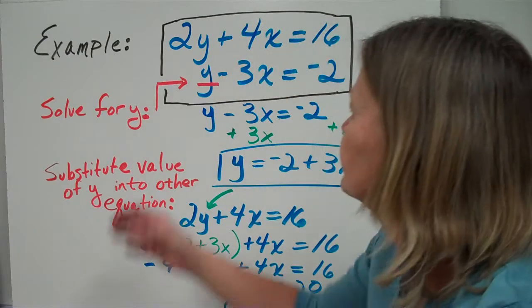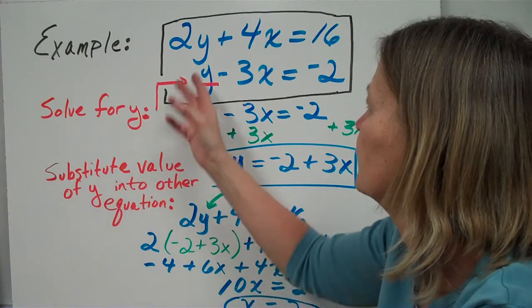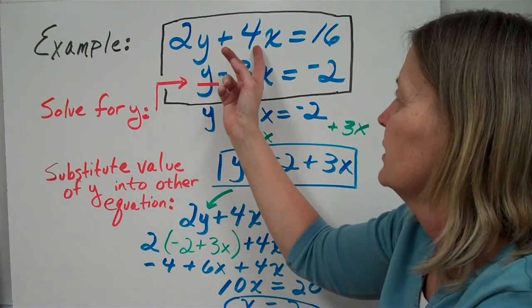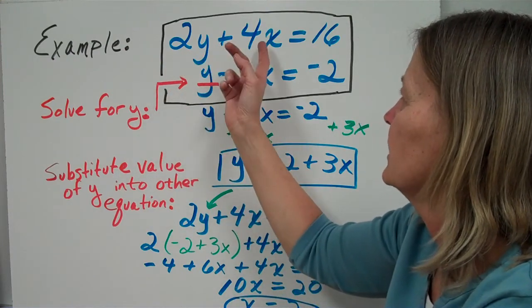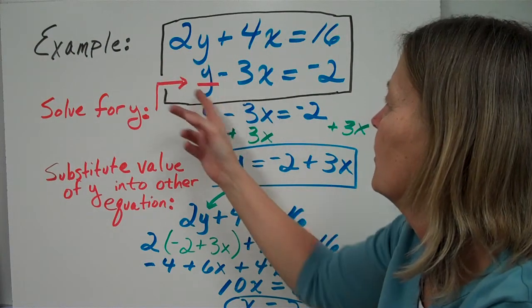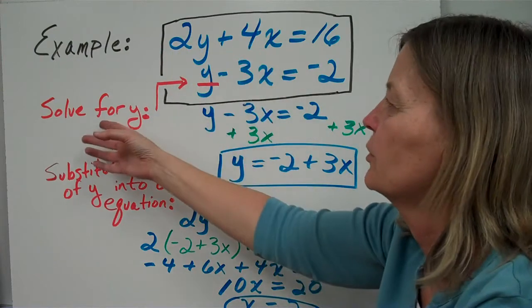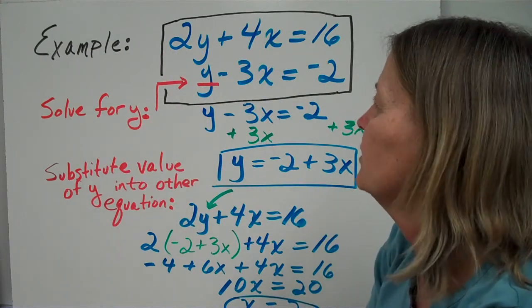This example, again, is slightly different, the same process with one additional step. This equation has y's and x's. This one has y's and x's. But nothing is solved for y. Nothing is solved for x. And you're going to need to do that. Now, how do you know what to solve for?